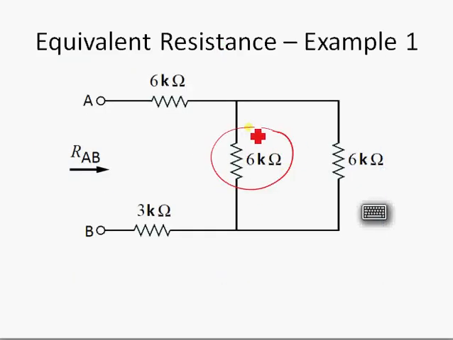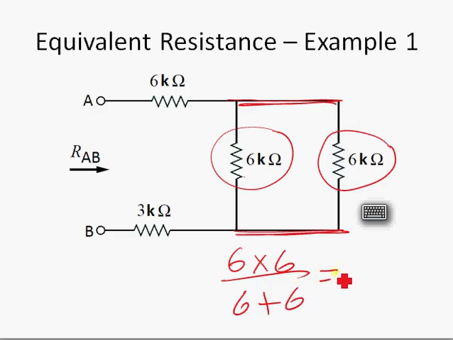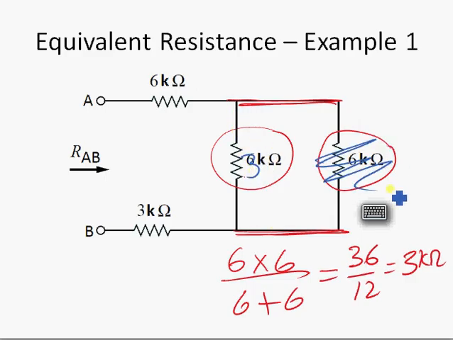Now this 6 kilo ohm resistor and this 6 kilo ohm resistor share the same nodes on both sides, so they're in parallel. Since there are two 6 kilo ohm resistors in parallel, we can do 6 times 6 divided by 6 plus 6, which gives me 36 over 12 equals 3 kilo ohm. So we can replace this whole network with a total of 3 kilo ohm. So that's what we've done next.